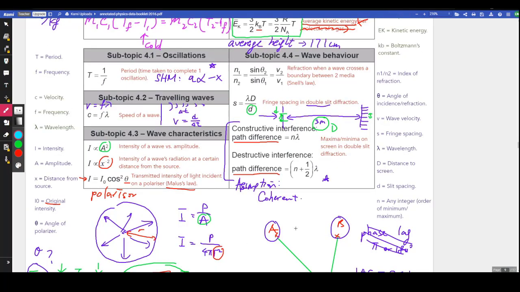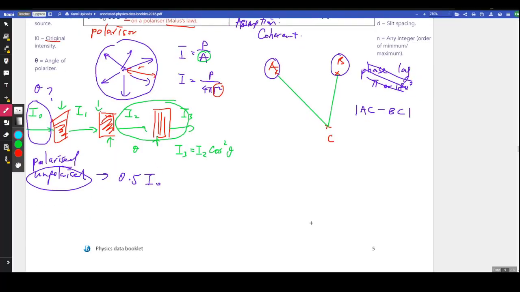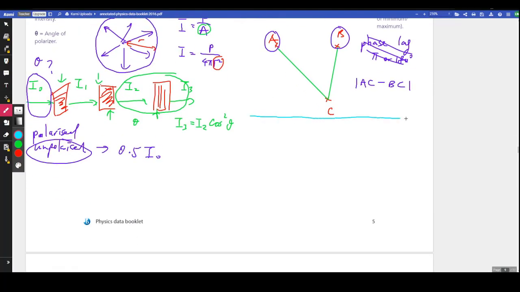You may be wondering why there's no subtopic 4.5, because I also wonder the same thing. Okay, 4.5 is about stationary waves, and there are equations also. And I would say the important equations or concepts that you need to know is that we mentioned something called fundamental frequency or first harmonic frequency.